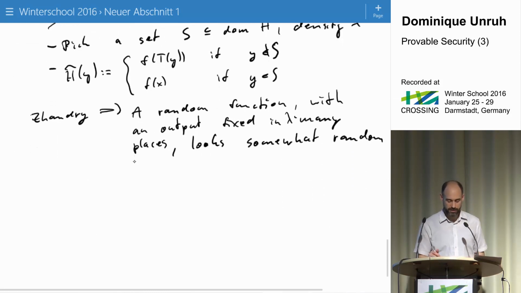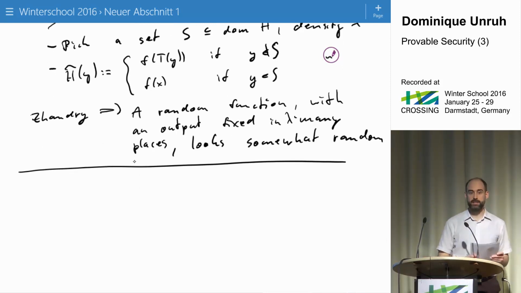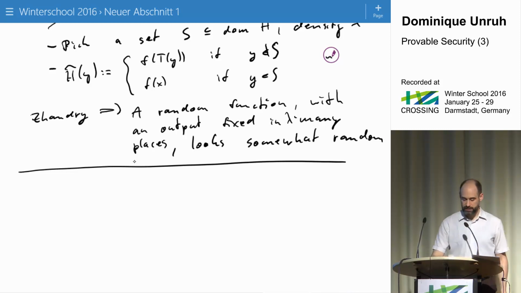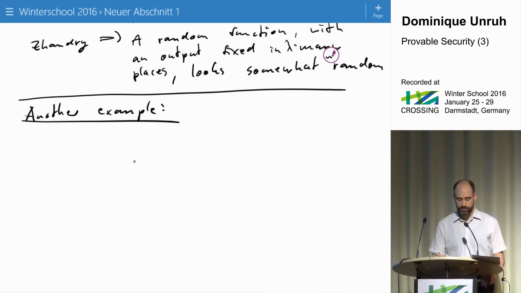So this is an important technique. So this shows that full domain hash is secure. And now let me very quickly sketch a different example. Unfortunately, I have very little time, so I can sketch only very shortly, just to give you a feeling that there are many different techniques that can be used.